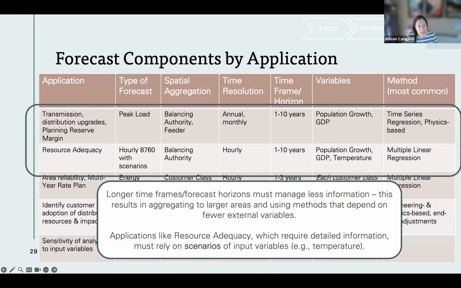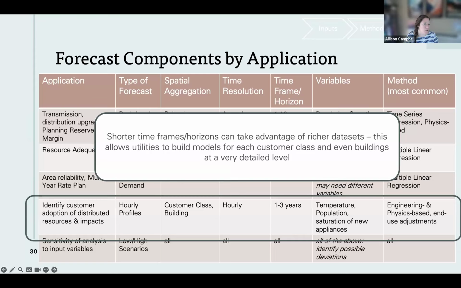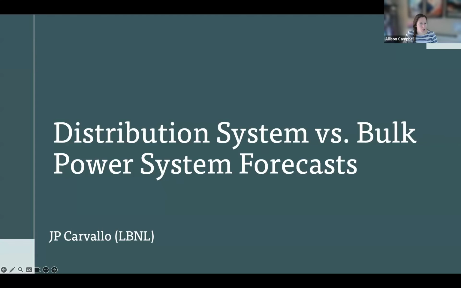Applications like resource adequacy, which require detailed information, need to rely on scenarios of the input variables, because then we want to have a very good estimate of the results. For shorter timeframes and horizons, these can take advantage of richer data sets because we have more information. This allows utilities to build models for each customer class and even for buildings at a very, very detailed level. So with that, I'm going to close and then pass it off to my colleague, JP.